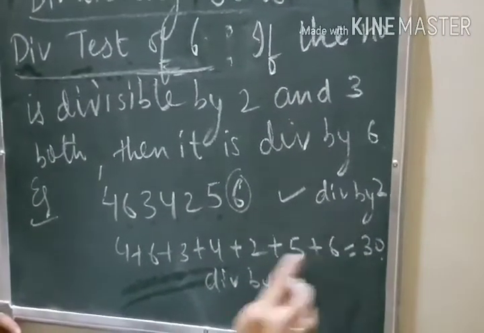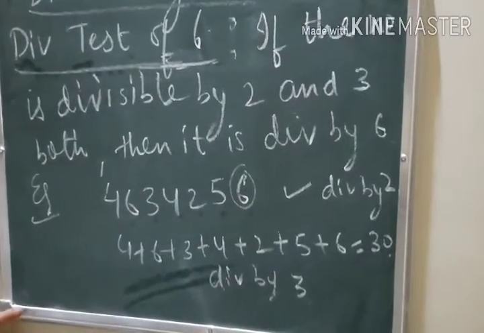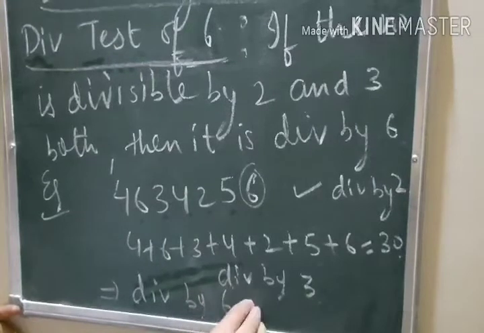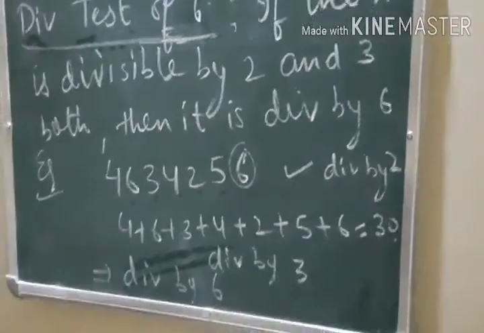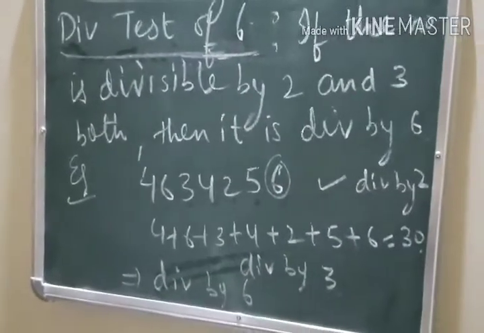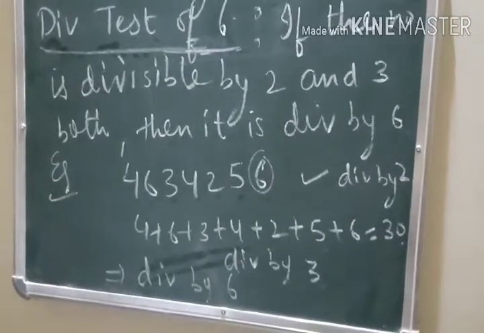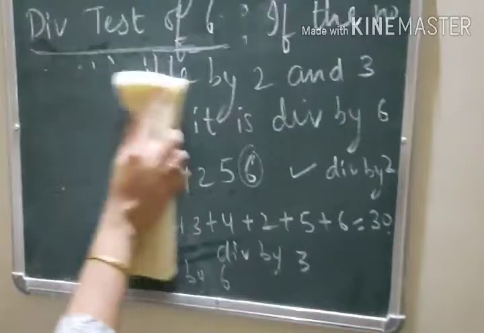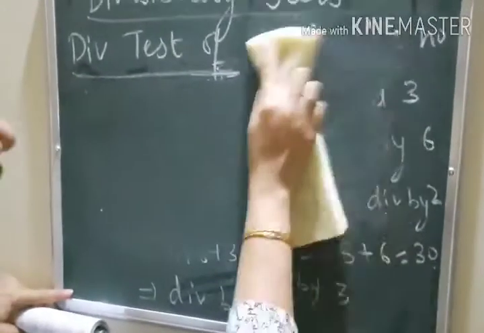Now as this number is divisible by both 2 and 3, so we will write that this is divisible by 6. So for the divisibility test of 6, you have to see that it should be divisible by both 2 and 3. Right? Next is the divisibility test of 7.